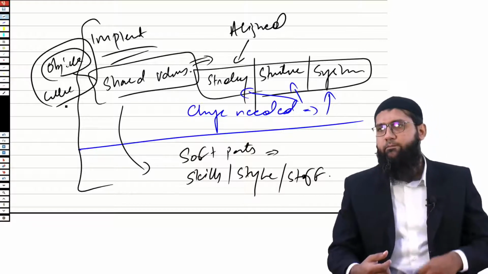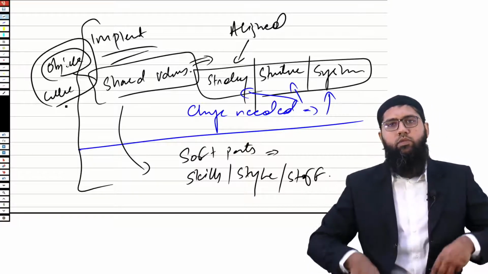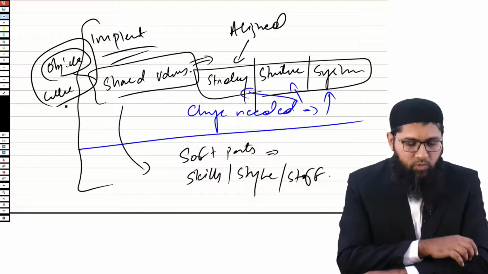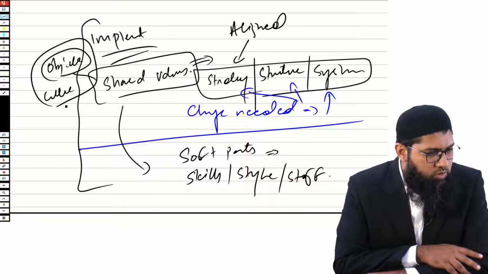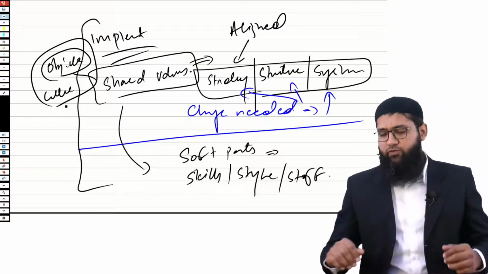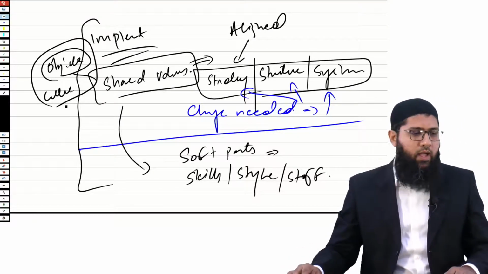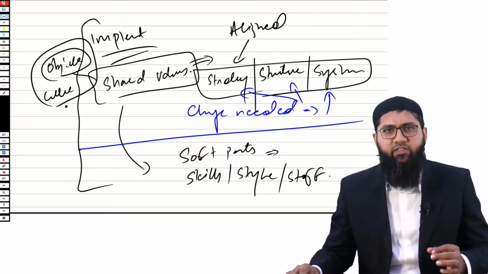Do you get it? Yeah, do you people get it now? Okay, perfect. So we are done with this McKinsey 7S model now.